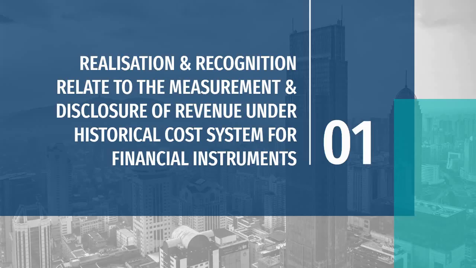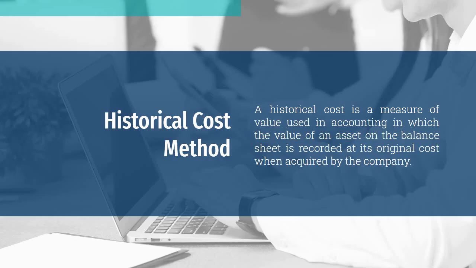So, I'm Elizabeth. I'm going to explain first about the realization and recognition related to the measurement and disclosure of revenue under historical cost system for financial instruments. So, what is historical cost method? Historical cost method is a measure of value used in accounting in which the value of an asset on the balance sheet is recorded at its original cost when acquired by the company. The historical cost system of accounting is founded on the notion that the historical transaction price is the appropriate basis of measurement in the preparation and presentation of general-purpose financial statements.